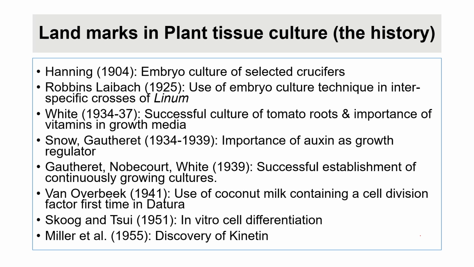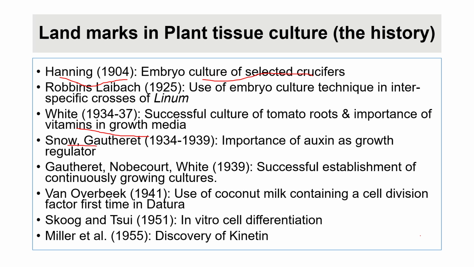So here we will see the history, like what are the important landmarks in plant tissue culture. Here I have given the scientist, the year, and their main contribution. So first, Hanning in 1904 did the embryo culture of selected crucifers. Then Robbins did the embryo culture technique in interspecific crosses. Then White did successful culture of tomato roots and also stated the importance of vitamins in growing media.